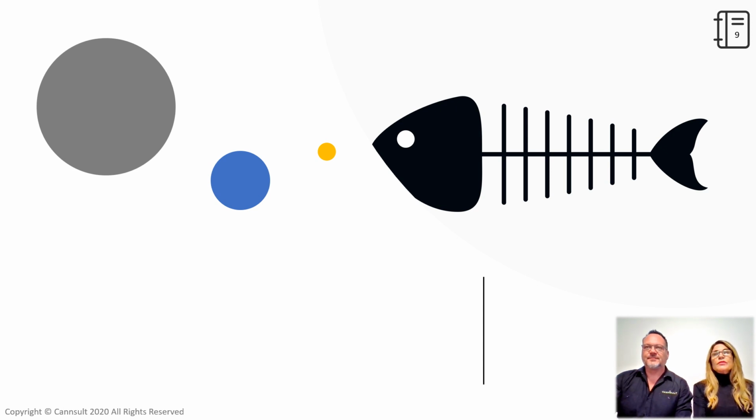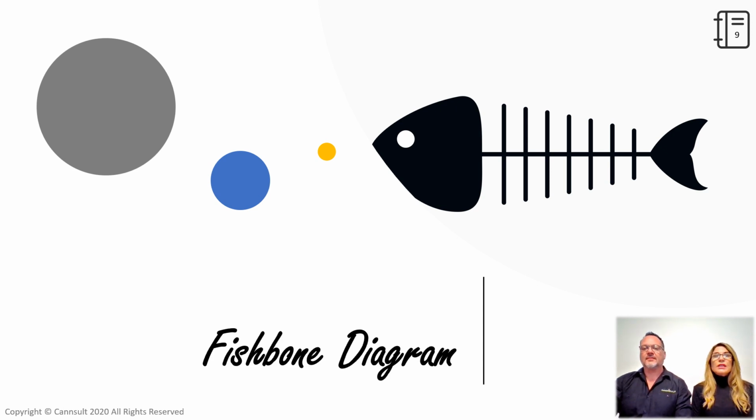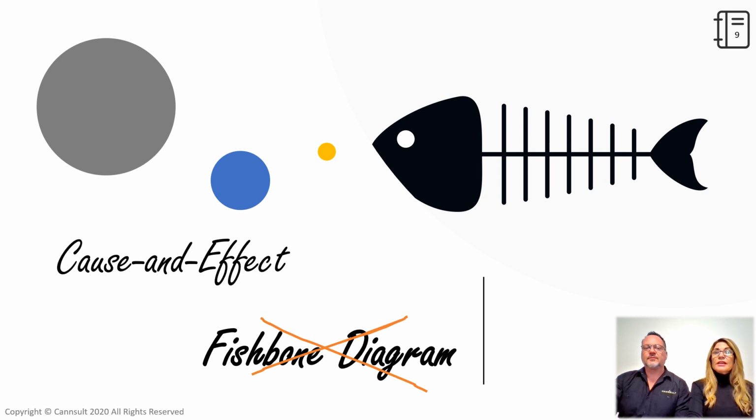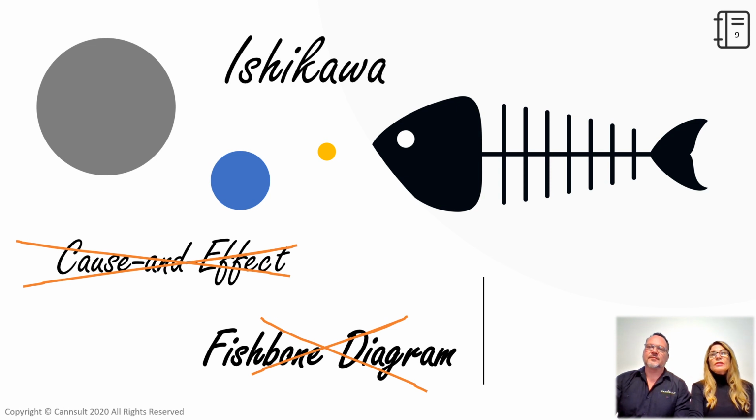Another very common tool for structured brainstorming is the fishbone diagram. This is a great tool to discover your X's. Some people don't call it the fishbone diagram, they go with the more descriptive cause and effect diagram. And others don't like either of those names, so they call it the Ishikawa diagram, named after its creator. In any case, it's all the same tool and it's used for structured brainstorming.